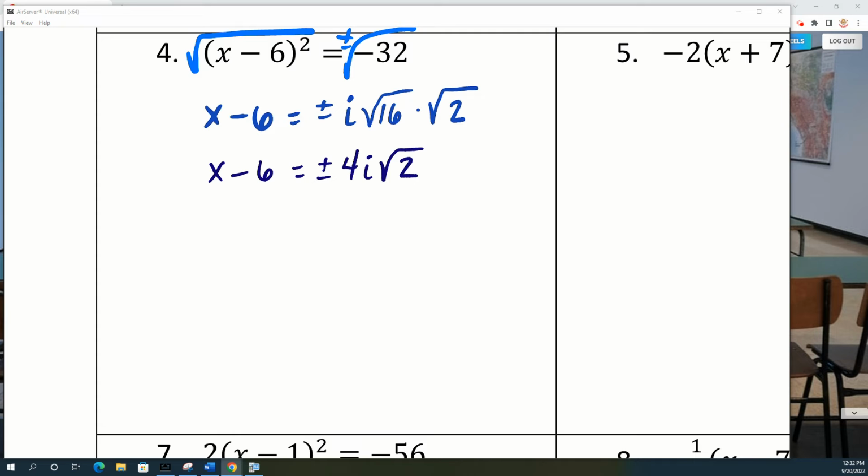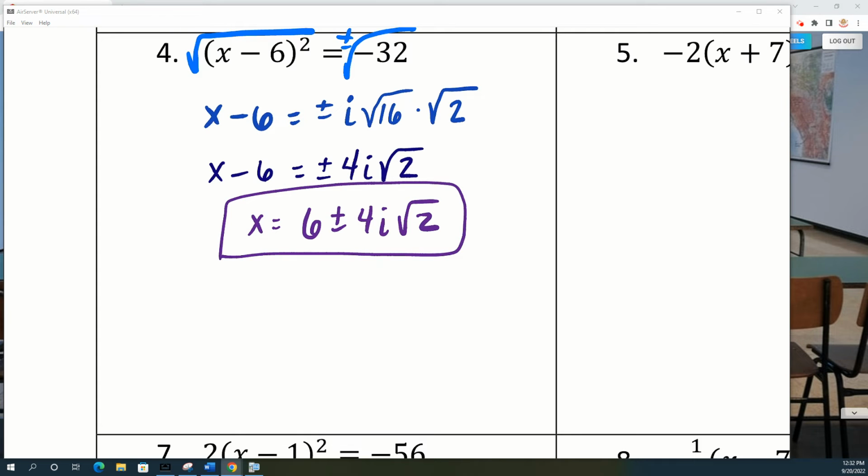Then I'm going to move that 6 over. Because it's a minus, I'm going to add it. And because of the i and the square root, I can't actually add them together. So I'll just put the 6 in front of the plus or minus.